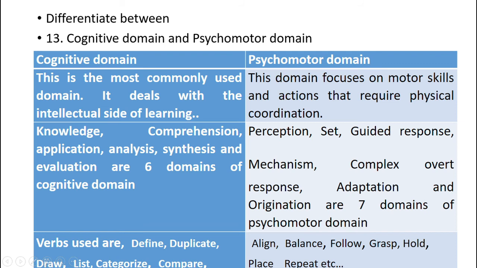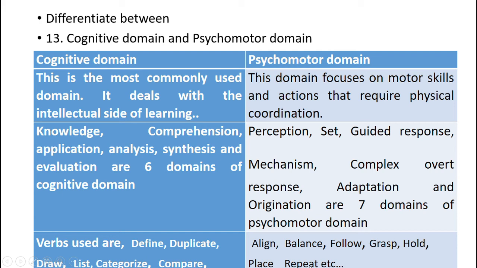Psychomotor domain is focused on motor skills and connections that require physical coordination. Perception, set, guided response, mechanism, complex overt response, adaptation, and origination are the seven levels of the psychomotor domain. Align, balance, follow, grasp, hold, place, repeat, etc. are the verbs used for the psychomotor domain.